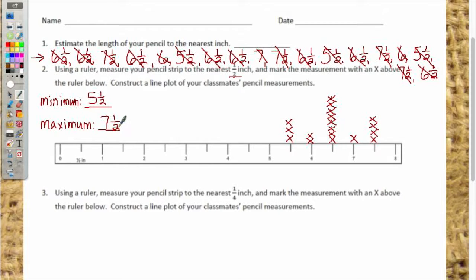Now you might remember the song from 3rd grade that we sang. There's also one called a mode. That's the most used number. Y'all know what that one was. And today it's 6.5, right? Okay. And then we also did one called range. And range is where you subtract the minimum from the maximum. So if I subtract 7.5 minus 5.5, I'll get 2.